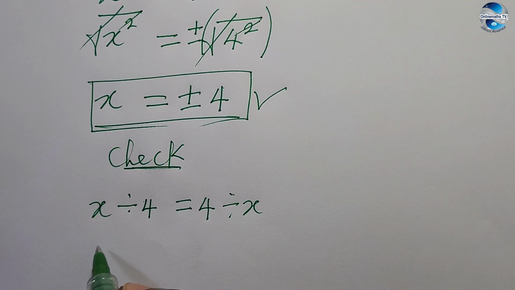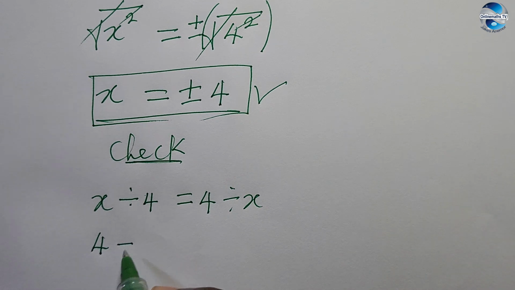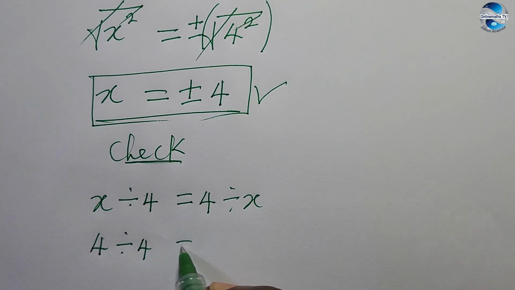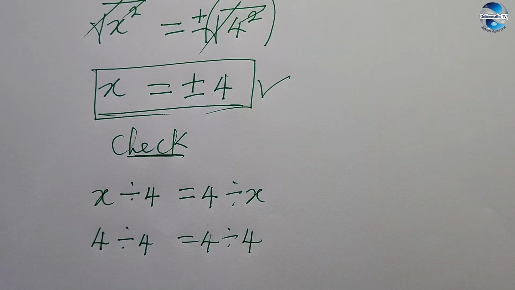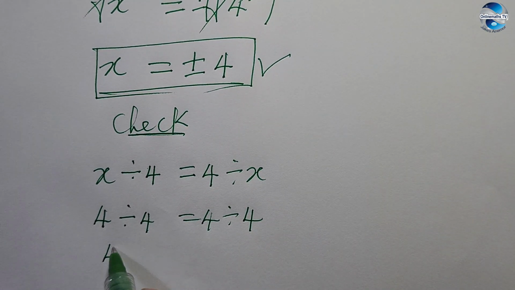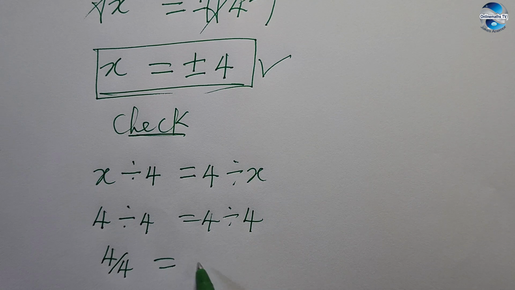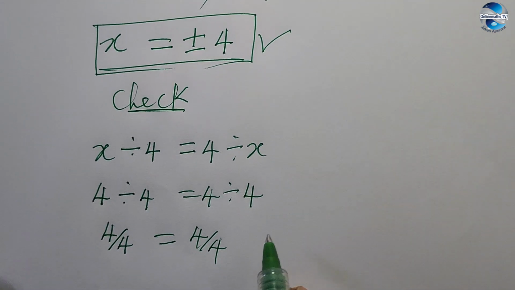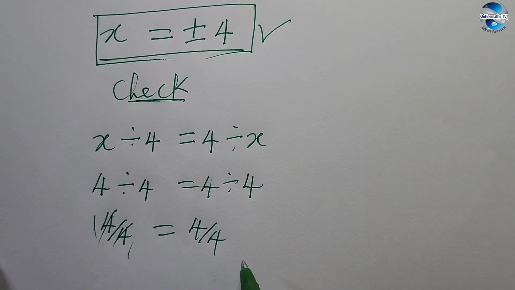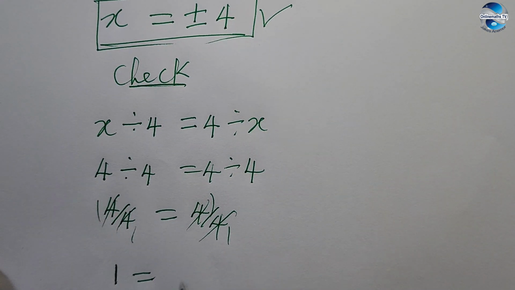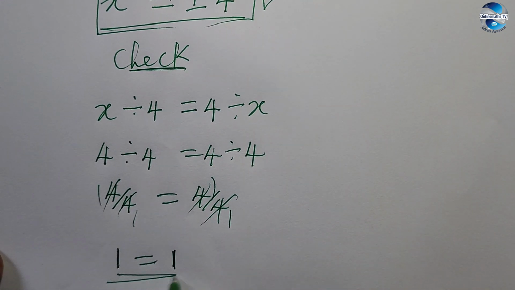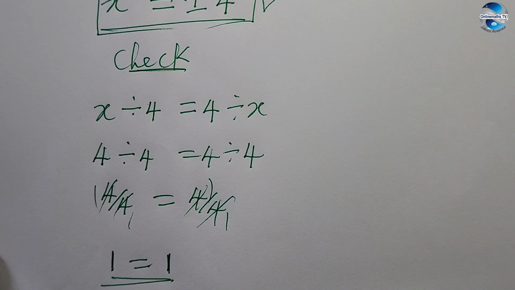So this is going to give us 4 divided by 4, which is equal to 4 divided by 4 also. Then this is the same thing as 4 all over 4, which is equal to 4 all over 4 also. 4 all over 4, we know this will give us 1, and we end up having 1 equal to our 1 here. So this shows that the first root, which is x equal to positive 4, satisfies the original equation.